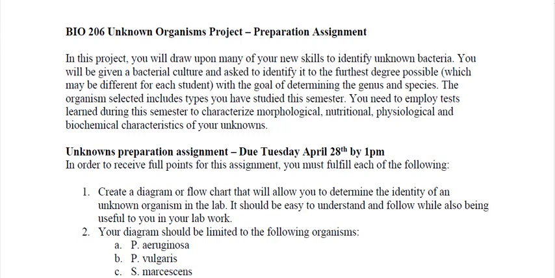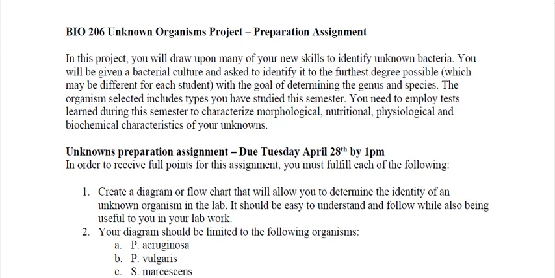All right, so I am going to take some time to go over the Unknown Organisms project with you so that you can be sure that you know exactly what it is that you need to do and what is expected of you for this project. So on Canvas, I have this document posted, so if you want to follow along, feel free to go ahead and print that out or take a look at it while we're going through this video.